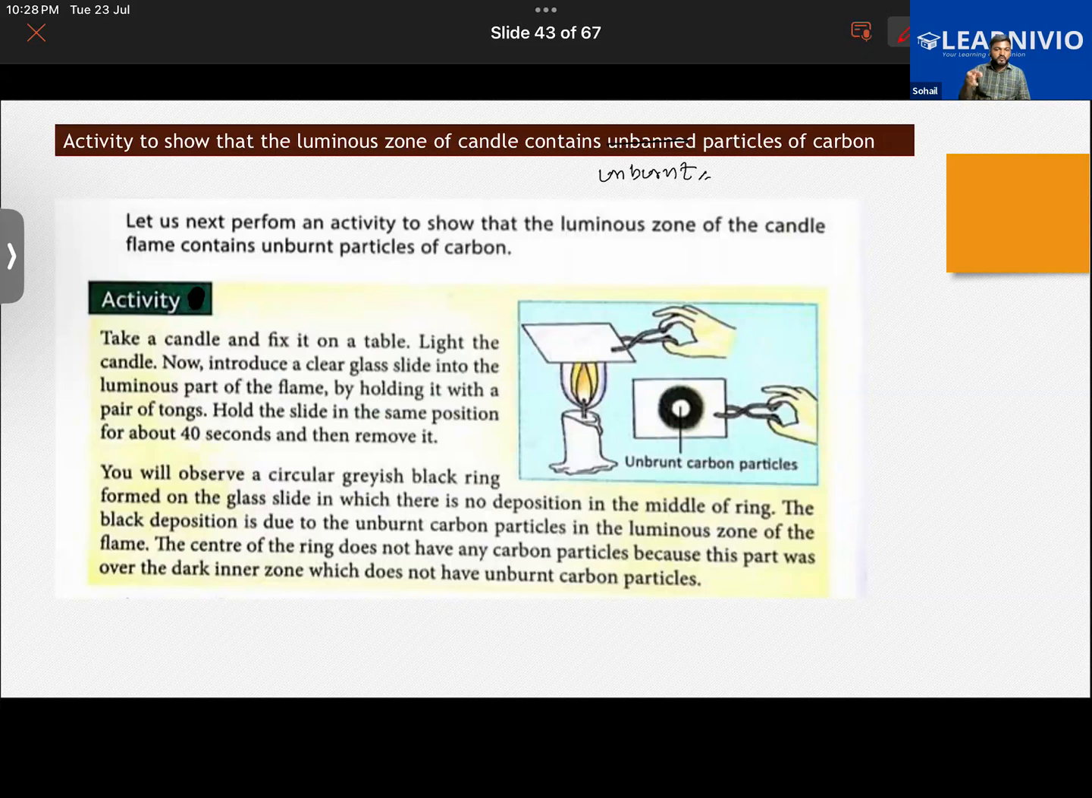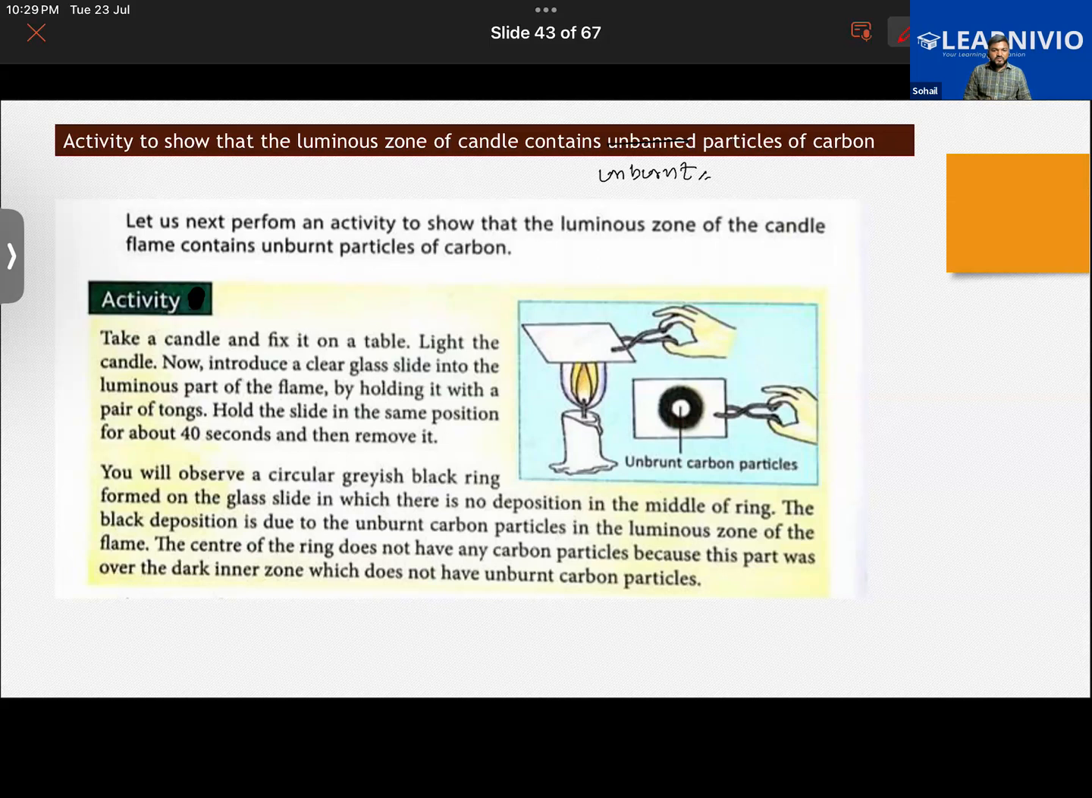How did we prove that this middle zone contains carbon particles? As we placed the slide above this, what we observed was deposition of a black patch on the glass slide. So these black patches that have developed were the unburned carbon particles that were present in the middle zone that have deposited on it. Now, the reason why the center of the ring is not black in color is because this was in contact with the innermost zone, which does not have any unburned carbon particles.